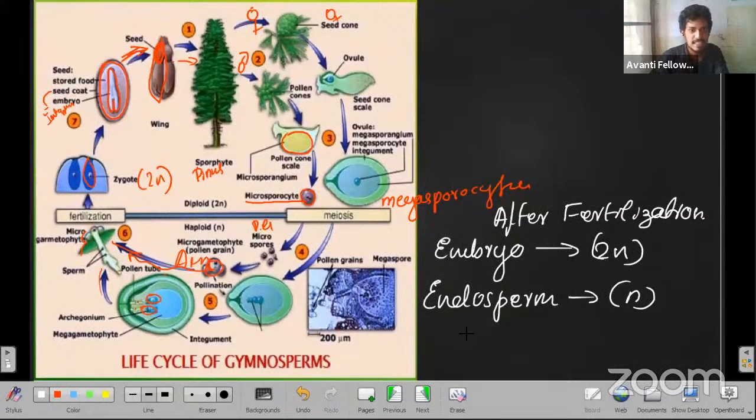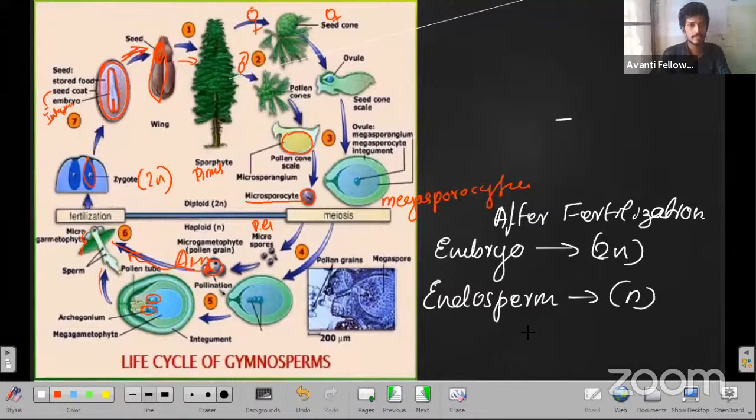Correct. TNS, what is TNS? I didn't understand it. Can you expand it, or tell me where you find the TNS? Okay. So any more doubts about the life cycle in gymnosperms, guys? Any more doubts?